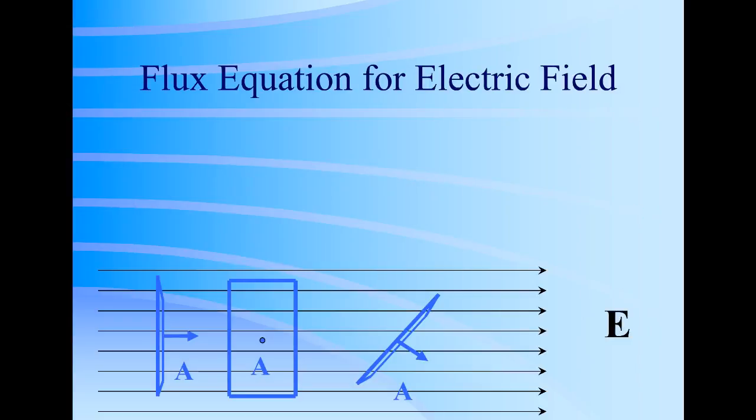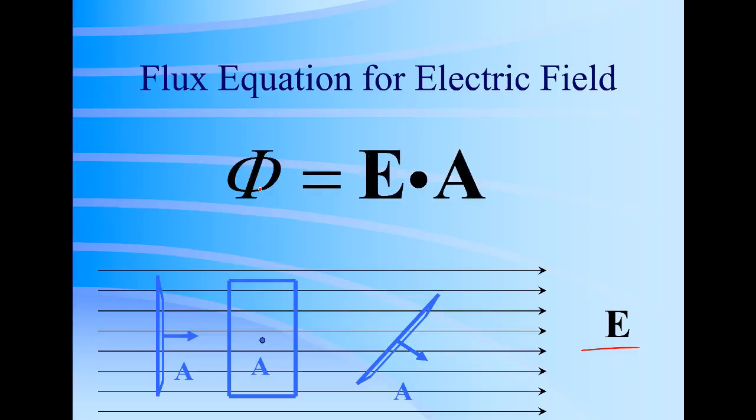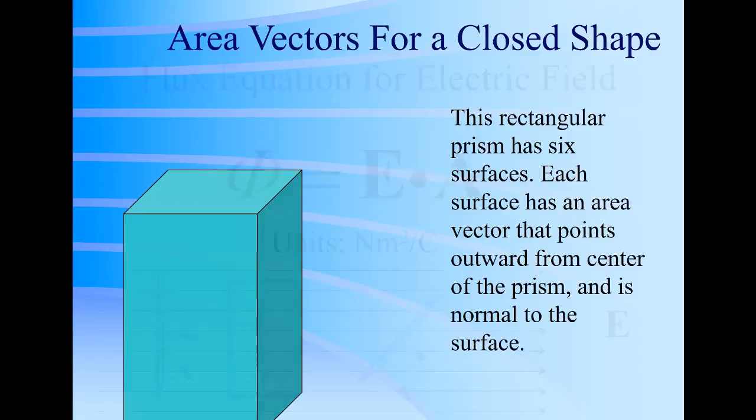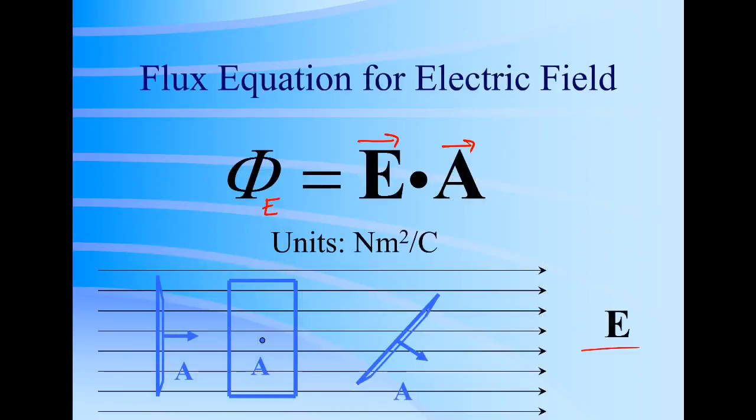Okay, so now if we replace a random field with an electric field, we get a similar equation for flux. We get that electric flux is equal to E dot A. So that's just our definition. And the units for this, because area is meters squared, whoops, got ahead of ourselves there. The units are newtons meter squared per coulomb. So A is meter squared, E is newtons per coulomb.